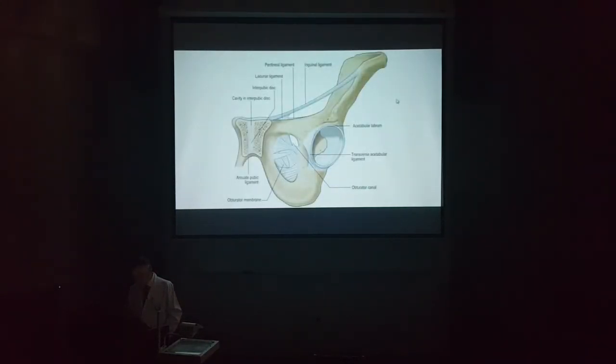This is something now, I'm sure you know. This is the inguinal ligament, the lower end of the external oblique. It has two extensions, the lacunar ligament and the pectineal ligament.